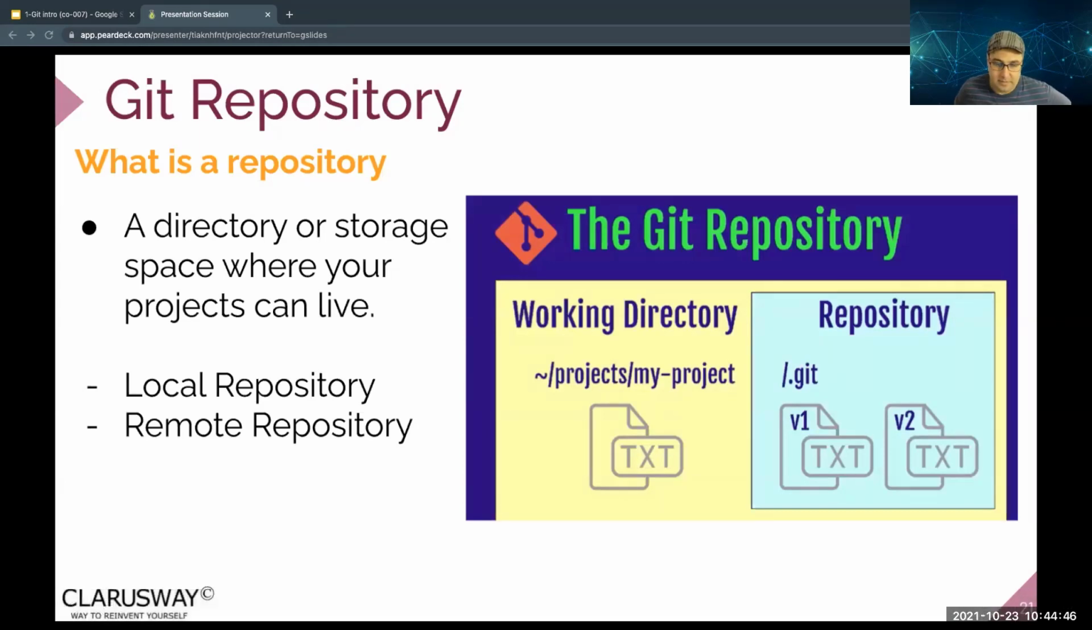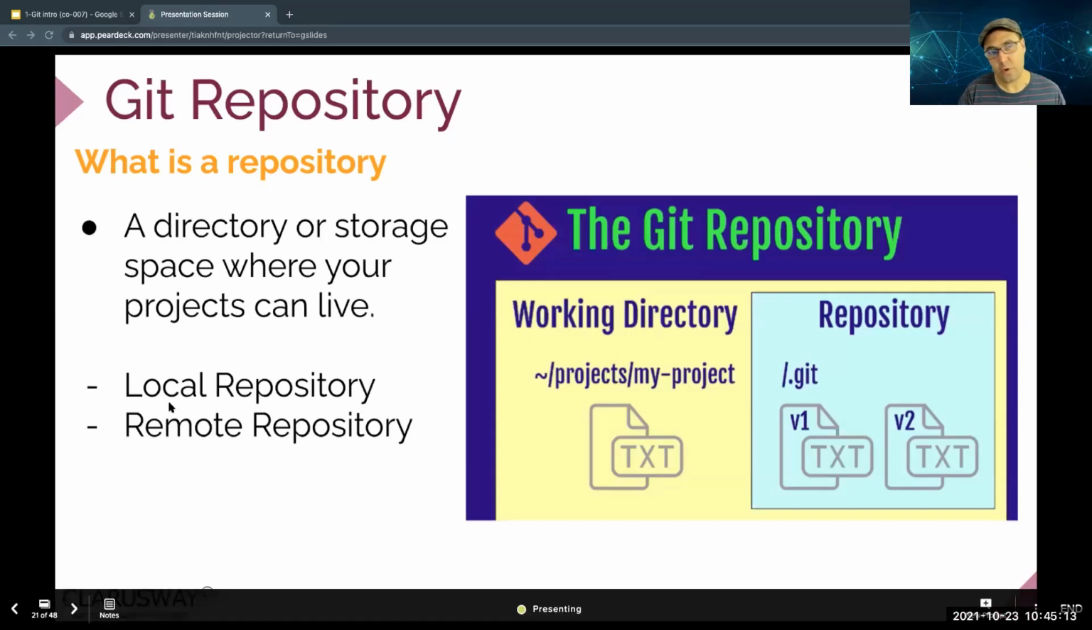Repo. A repo is a folder, let's say, mostly a folder. It's just initialized with Git, then it becomes a repo. We can call it a repo. That is the place where our code and our projects will live. They are on our computer, so they are local. They are on, let's say, GitHub, so they are remote.